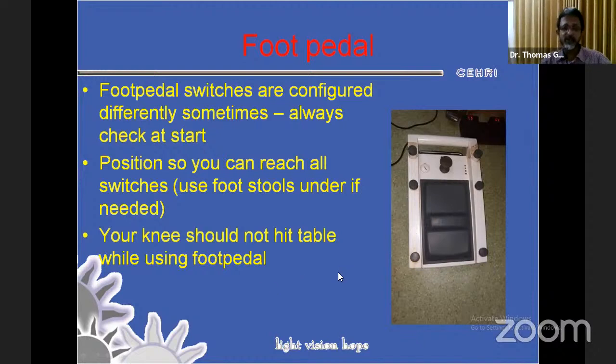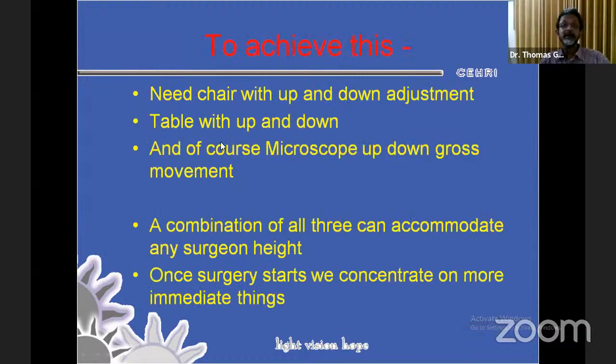You position your foot pedal so that your knee doesn't hit the table and you're not stretching to reach the foot pedal before you start the surgery. After it, all changes are going to be irritating to you. To achieve all this, you need a chair that can be adjusted up, down, a table that can be adjusted up, down, and of course, a microscope that can be adjusted up, down. A combination of all these positioning can accommodate any surgeon of any height.